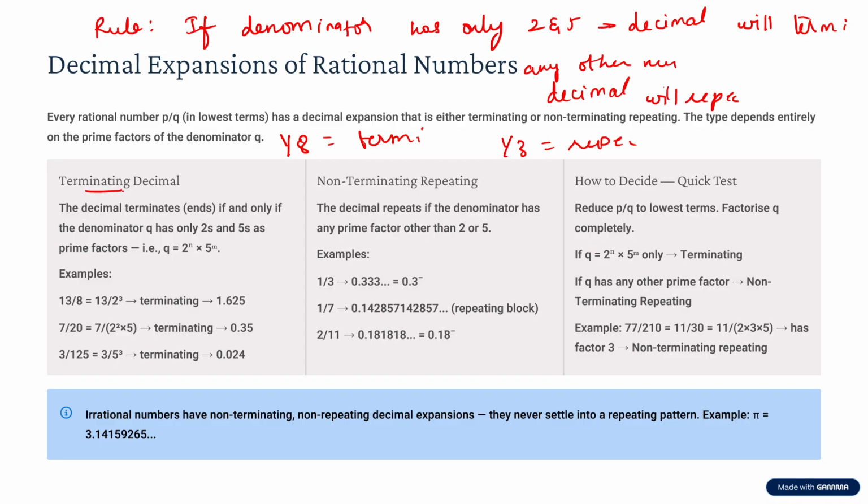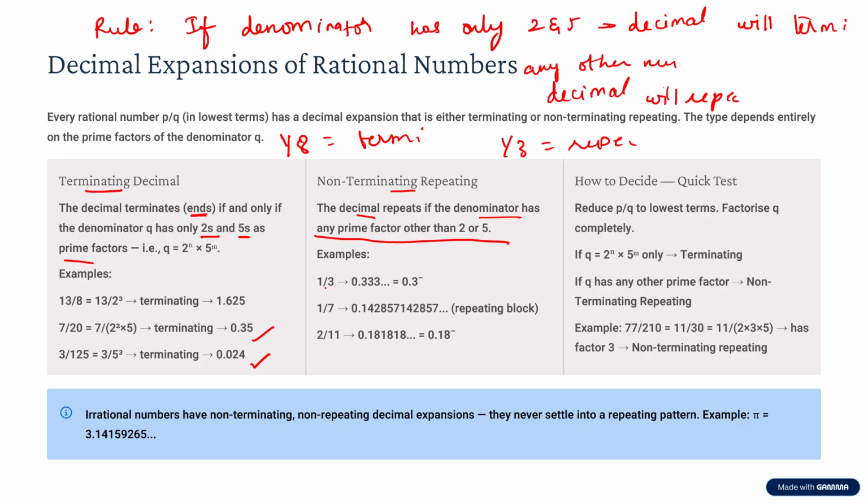So let us discuss one by one in detail. Terminating decimal means the decimal ends if and only if the denominator q has only 2's and 5's as prime factors. Okay, like 2 power n, 5 power n. Best examples I have taken: 13 by 8, it's terminating, and 7 by 20, again terminating, 3 by 125, terminating. Non-terminating means the decimal repeats if the denominator has any prime factor other than 2 and 5.